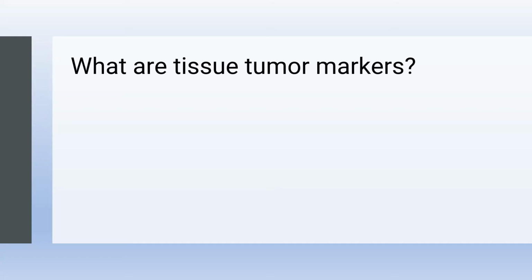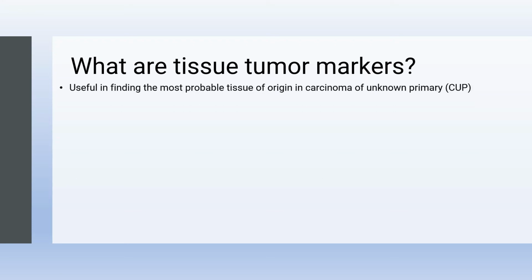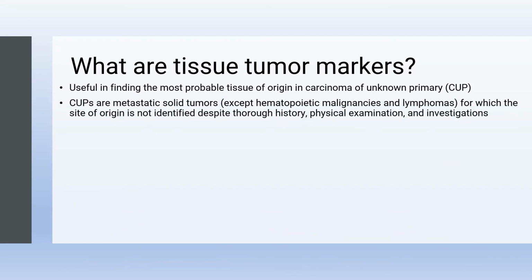Then we'll talk about tissue tumor markers. What are tissue tumor markers? There are some cancers where we have difficulty finding the origin of the carcinoma, even after getting a thorough history, physical examination and doing all the investigations. We call them carcinoma of unknown primary. Carcinoma of unknown primary refers to metastatic solid tumors, except hematopoietic malignancies and lymphomas, for which the site of origin is not identified despite thorough history and investigations.